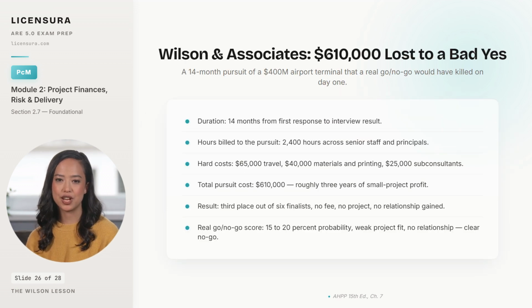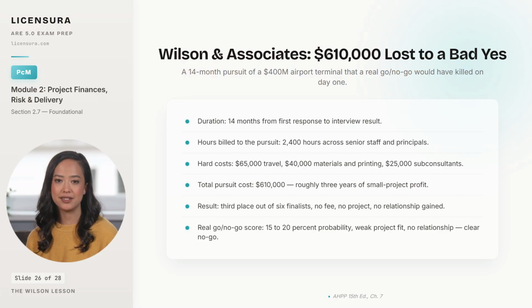Wilson & Associates pursued a $400 million airport terminal for 14 months, consuming 2,400 hours of senior staff and principal time, the most expensive labor in the firm. They spent $65,000 on travel, $40,000 on materials and presentation production, and $25,000 on sub-consultant input to support the proposal. Total pursuit cost? $610,000. They finished third out of 6 finalists, close enough that the loss felt like bad luck.